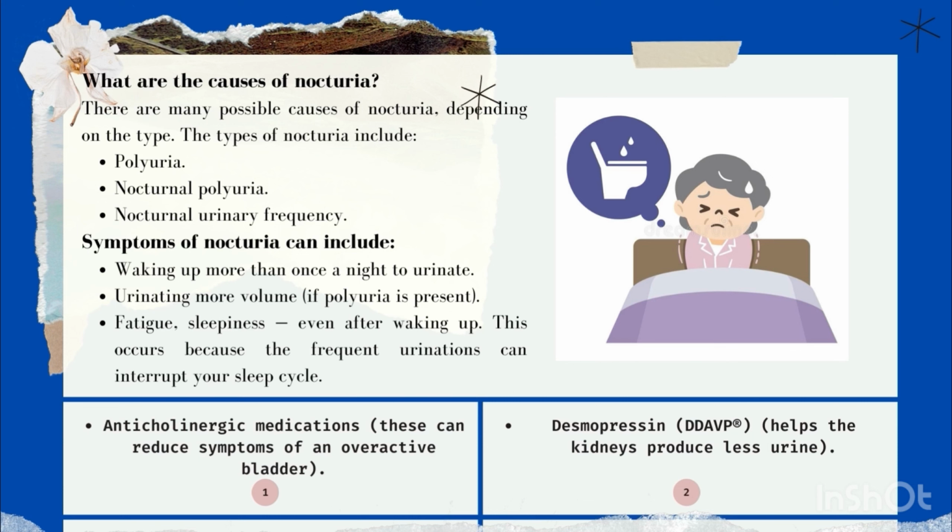Well, the two main medications that help in tackling nocturia are listed below. The first one is anticholinergic medications. These can reduce symptoms of an overactive bladder. And the second one is desmopressin, which helps the kidneys to produce less urine.